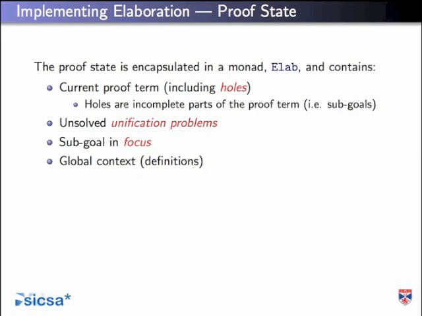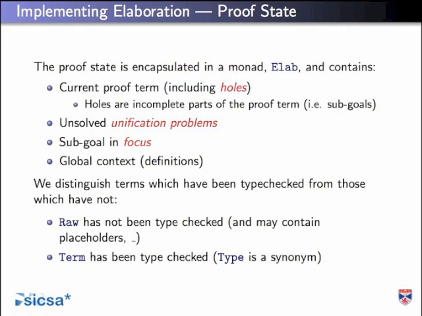And finally, we'll have a global context. Once you've defined a name, that gets added to some global context, and your proof can refer to it later on. So functions get defined in turn, one after the other, so it's defined before you use it, and then this global context contains all the things you've defined so far.